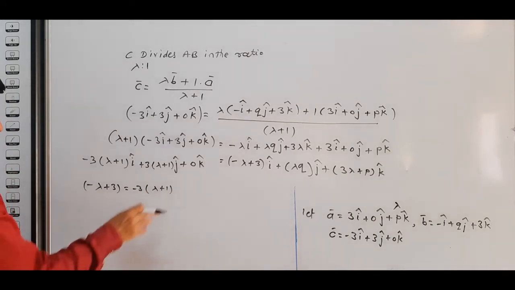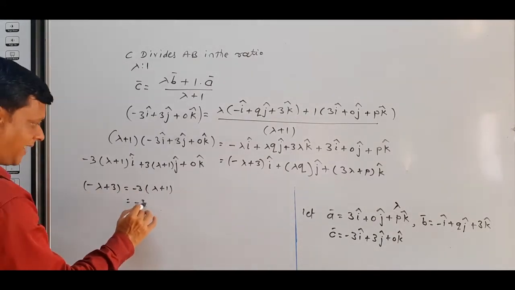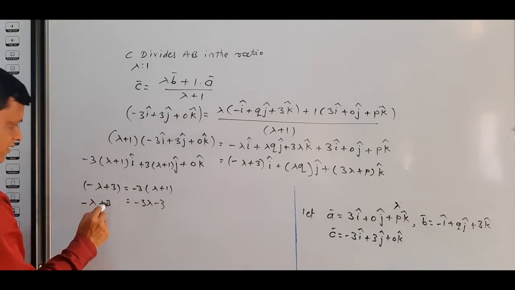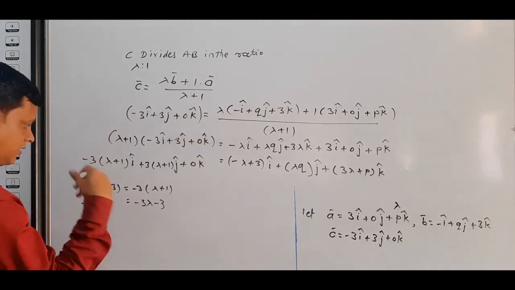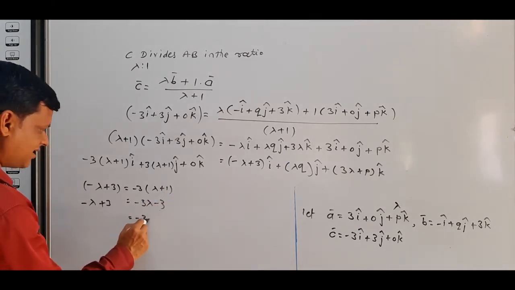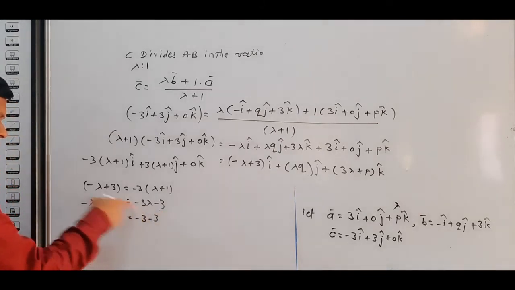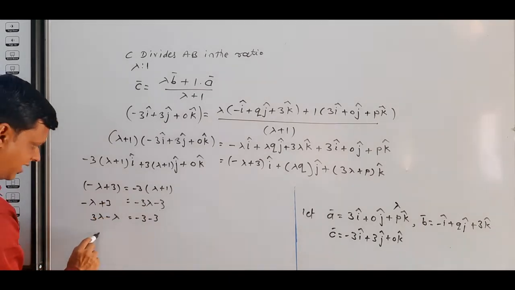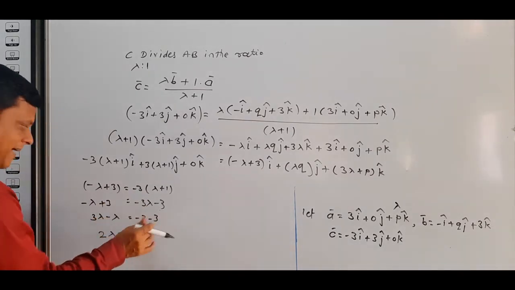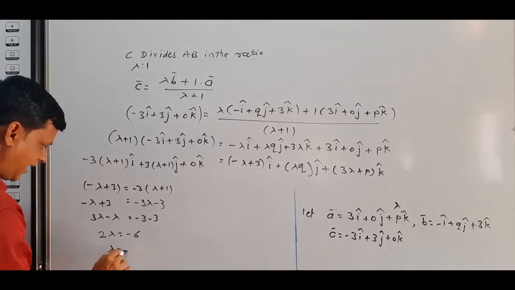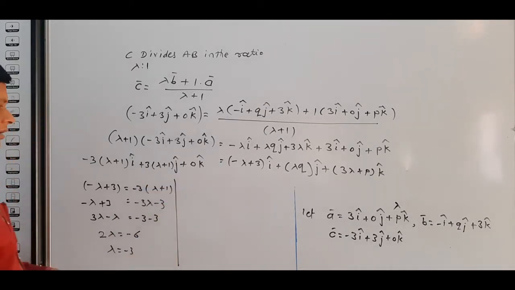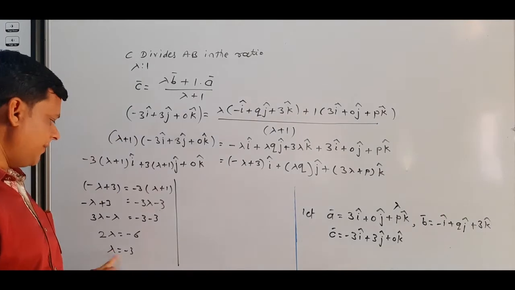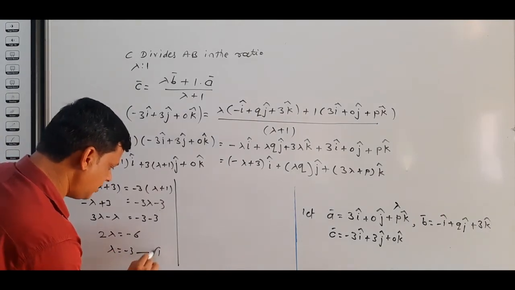So solve this first. Multiply: -3 lambda, -3 on the left hand side, -lambda + 3. After transferring this plus 3 to the right hand side we get -3, and this -3 lambda to the left hand side we write as plus 3 lambda minus lambda. So we get 2 lambda equals -6, so lambda equals -3. So by equating the coefficient of unit vector i, we get the value of lambda. We denote this as equation number 1.